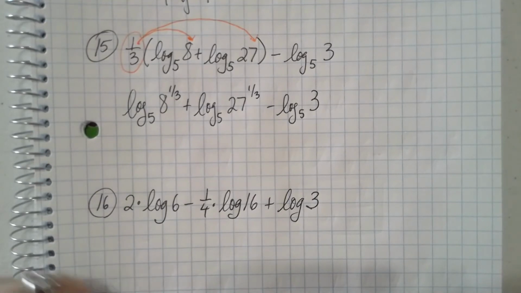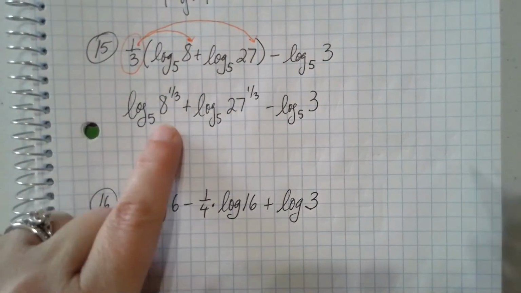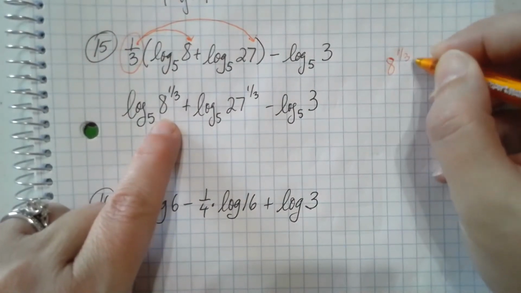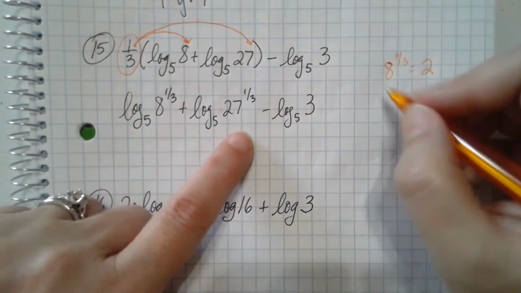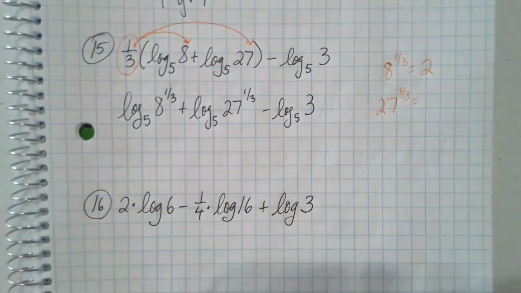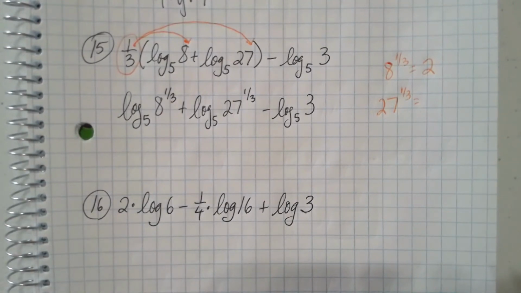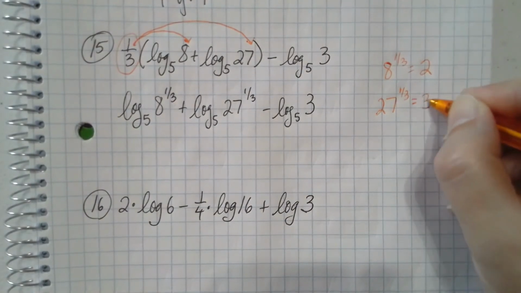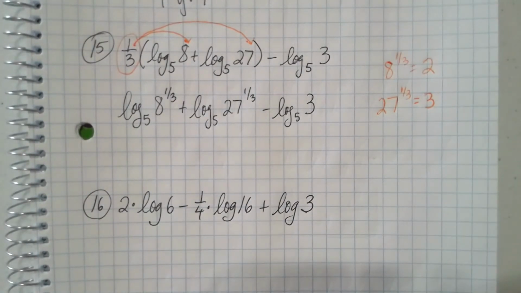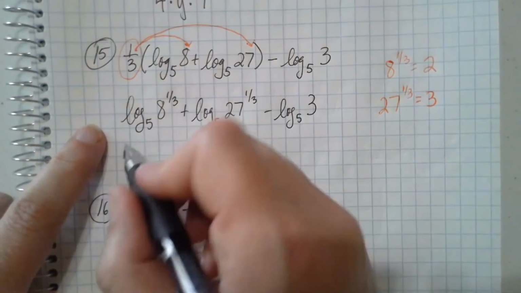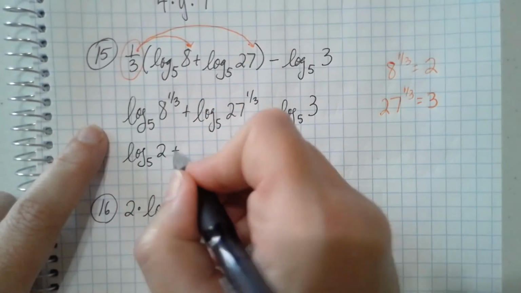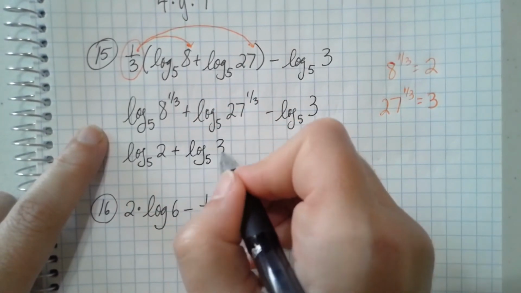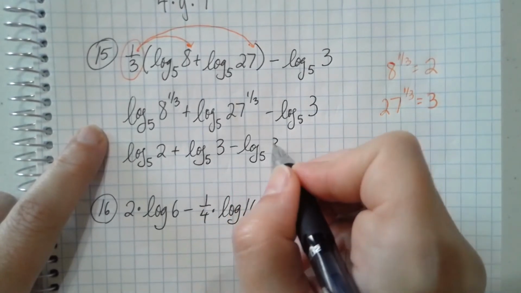Okay, so 8 to the 1/3 power, we already said 8 to the 1/3 power was 2, because 2 times 2 times 2 gets us back to 8. And if I did 27 to the 1/3 power, what times itself 3 times makes 27? 3 times 3 times 3. Okay, so I'm going to have log base 5 of 2 plus log base 5 of 3 minus log base 5 of 3.